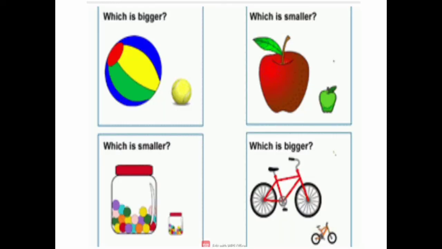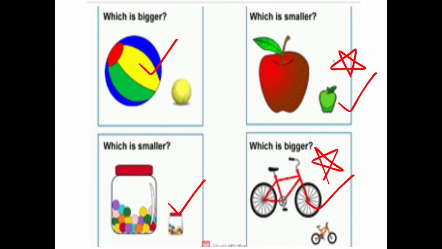Look at the ball. Which is bigger? Yes, correct. The first one is bigger. Come to the second. Which is smaller? Very good. Green apple is smaller. Come to the bottle. Which one is smaller size? Yes, very good. Second one is a smaller size. Look at the bicycle. Which one is bigger? Very good. The red color bicycle is bigger.